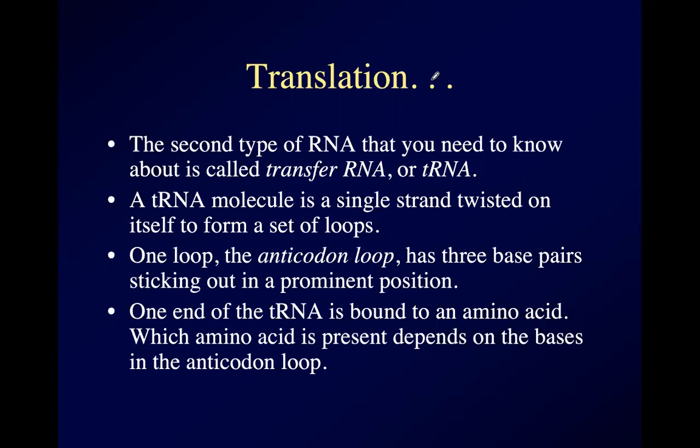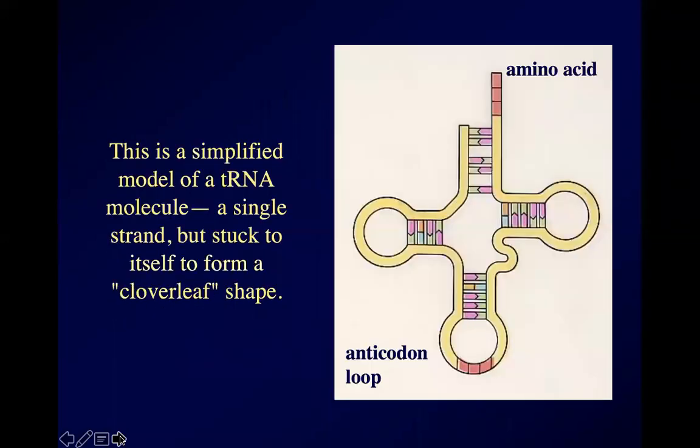One of the loops is called the anticodon loop, and it just happens to have three bases that are sticking out in a prominent position, almost like buck teeth. Three bases that stick out, and one end of the transfer RNA is bound to an amino acid, which I hope you remember are the monomers that make up proteins. And which amino acid is present depends on the bases in the anticodon loop.